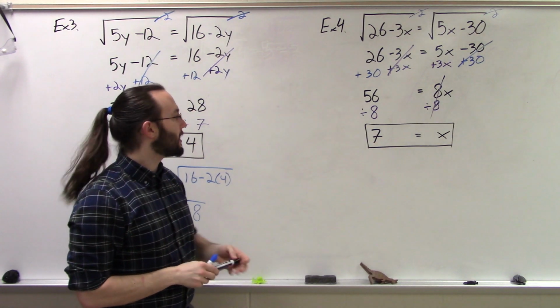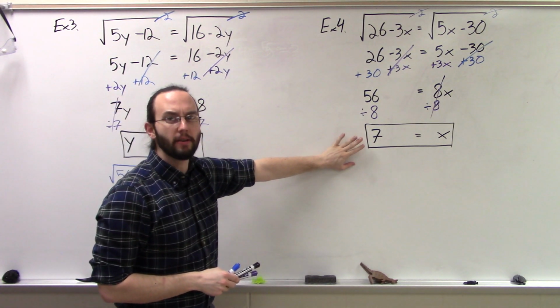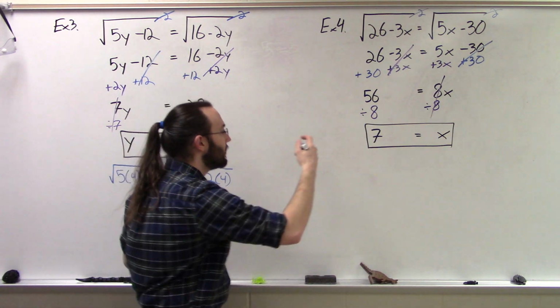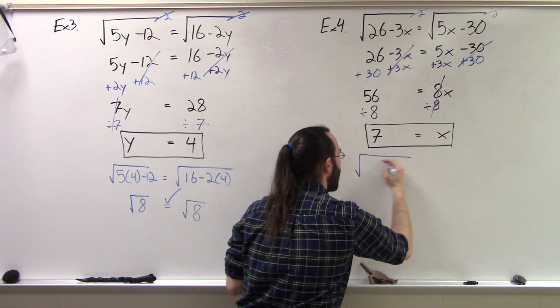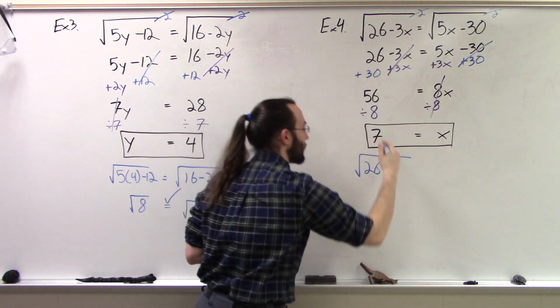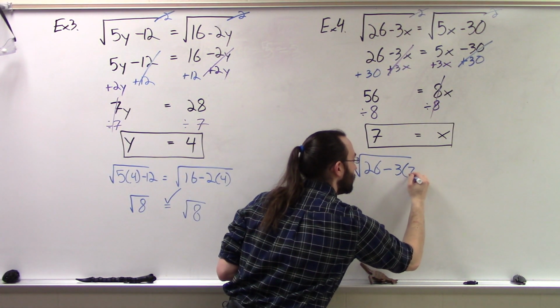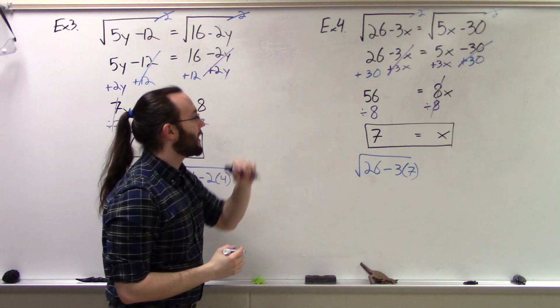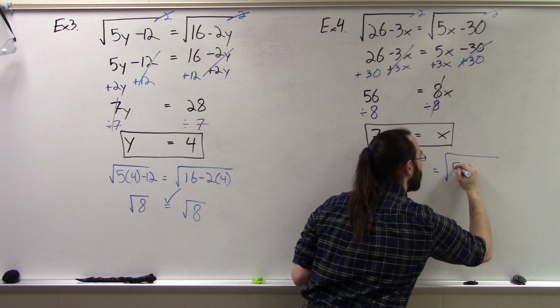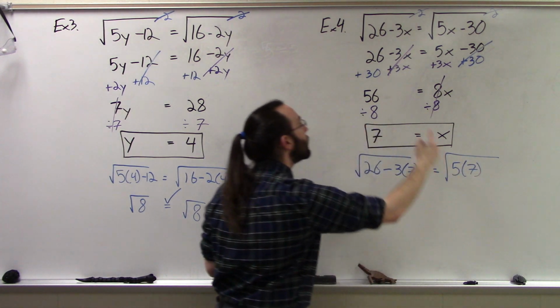Double checking our work here. If x is 7, then I should be able to substitute that back in and get a true statement. So let's go ahead and do that. We have a 26 minus 3x. And on the right-hand side, we have a 5 times x minus 30.